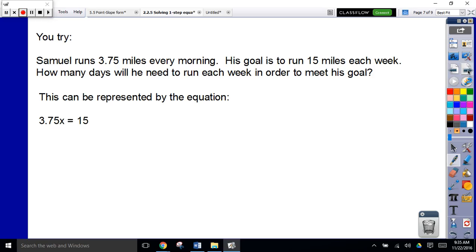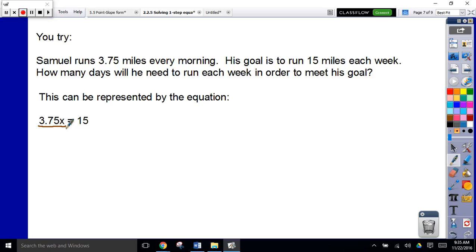Well, if he runs 3.75 miles every morning, we need to take this and multiply by the number of days to get the goal. And that's shown by this equation. We have 3.75 times x. X represents the number of days, and that's going to equal a total of 15 miles. And what would we do first to solve that equation?